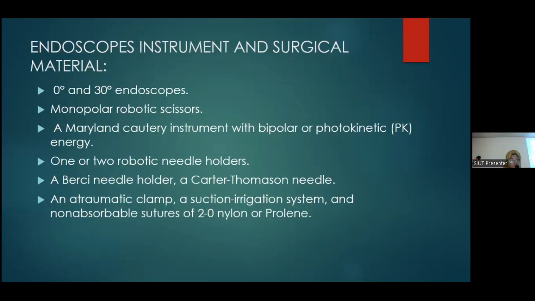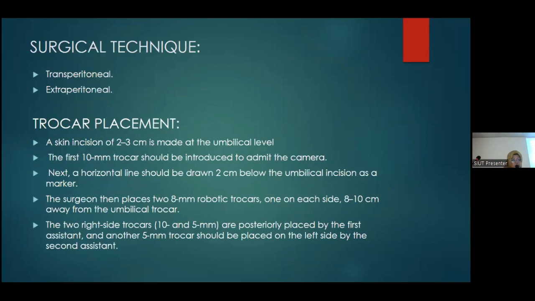Endoscopes, instruments, and surgical materials used are similar to those used in the laparoscopic technique, that is 0 and 30-degree endoscope, monopolar robotic scissors, Maryland cautery instruments with bipolar photokinetic energy, 1 or 2 robotic needle holders, and atraumatic clamp, suction irrigation system, and the non-absorbable sutures. The surgical technique is transperitoneal and extraperitoneal.